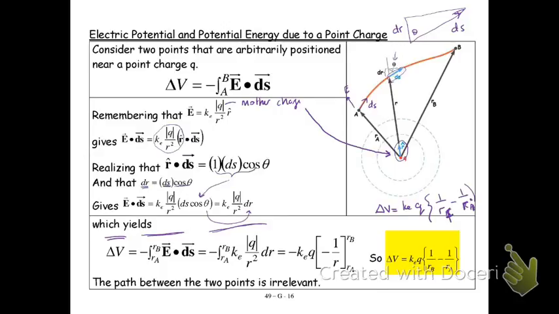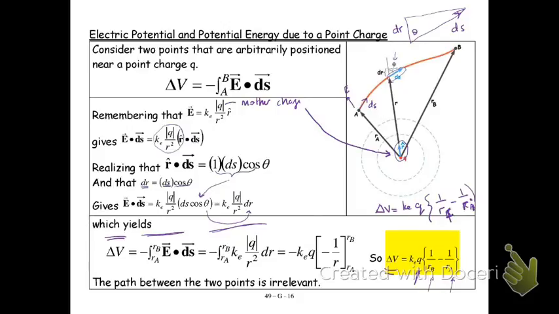Okay. And that's the take home. Okay? So my change in potential only depends upon the mother charge, because there's no other charge needed. And it depends upon my final distance and my initial distance, but not the direction.